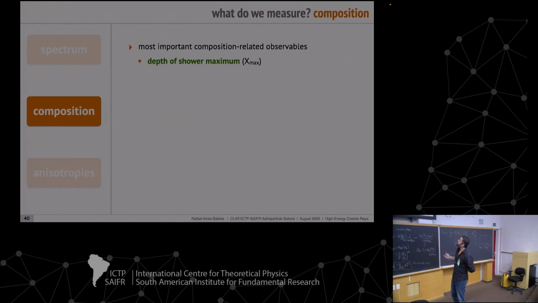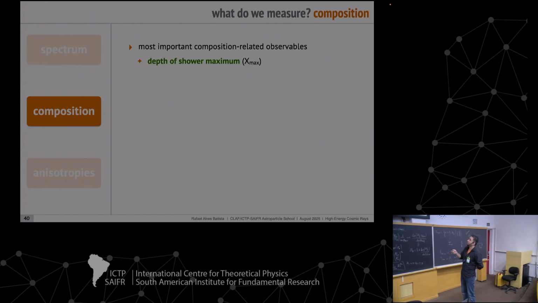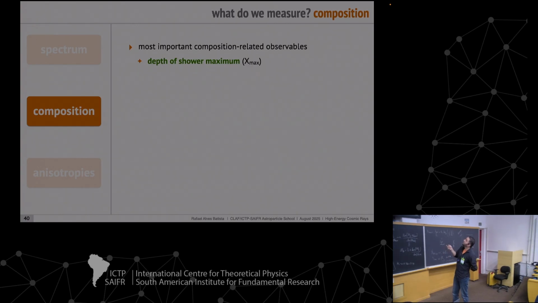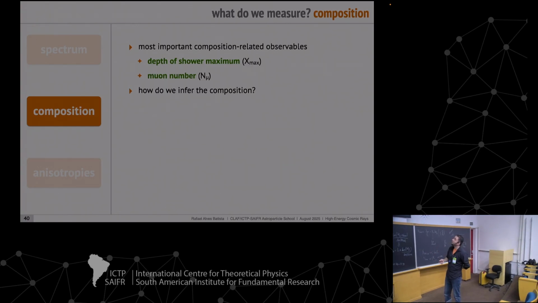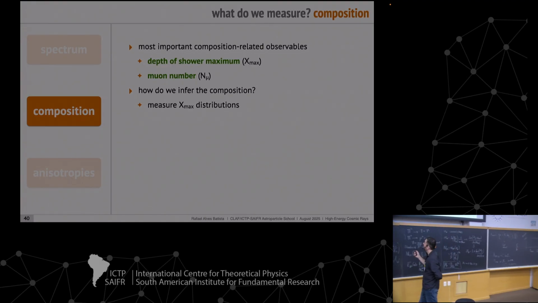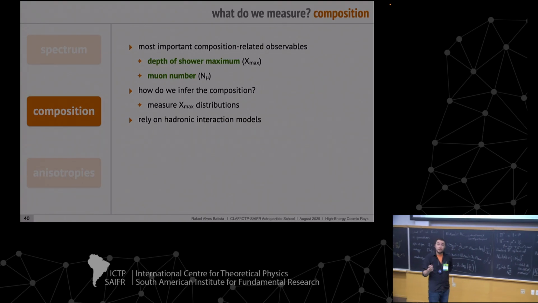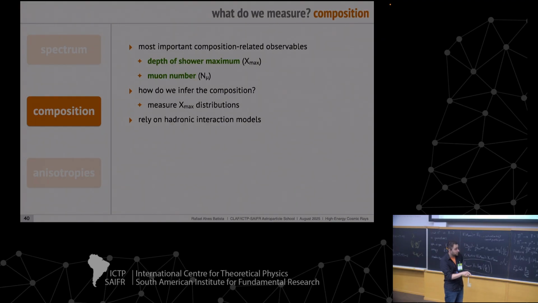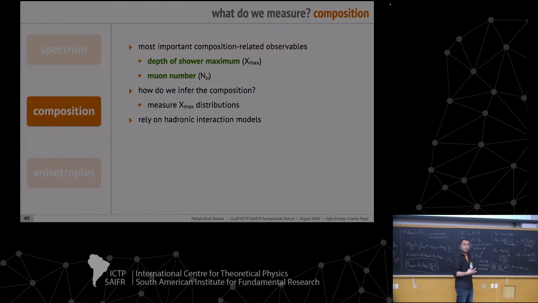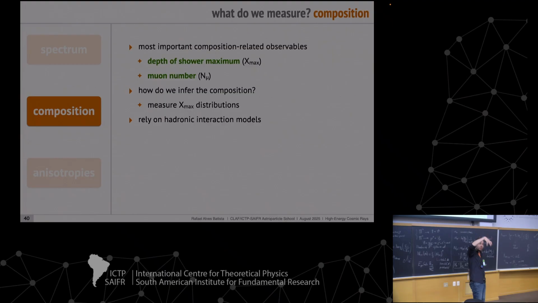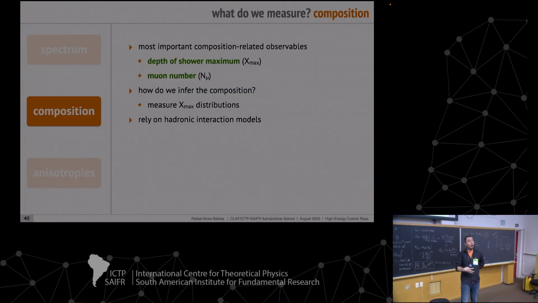Naming aside, the other observable that's important is the composition. So we have things like the depth of the shower maximum, and the muon number that we derived here. And the question is, how do we infer the composition? We discussed this at length now. We usually use these X-max distributions. But there is one thing. These X-max distributions that we just talked about the whole morning rely on hadronic interaction models. The hadronic interaction models tell us how the particles interact in the atmosphere. And how are they built?